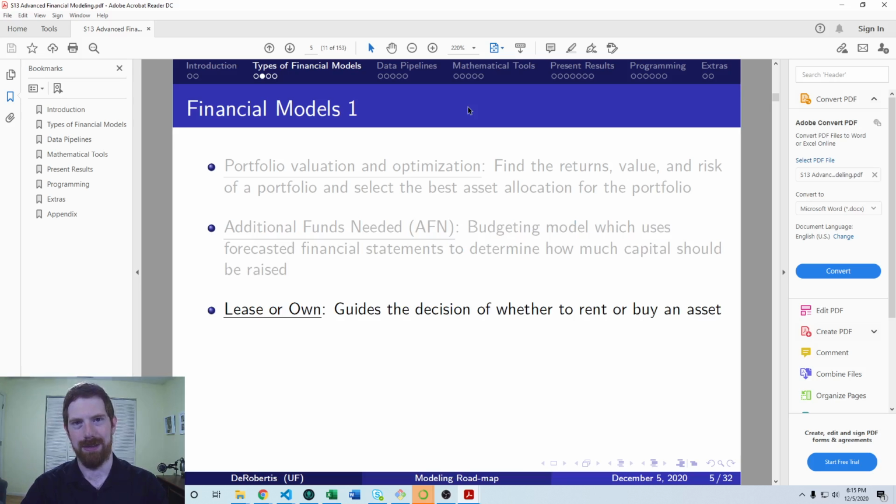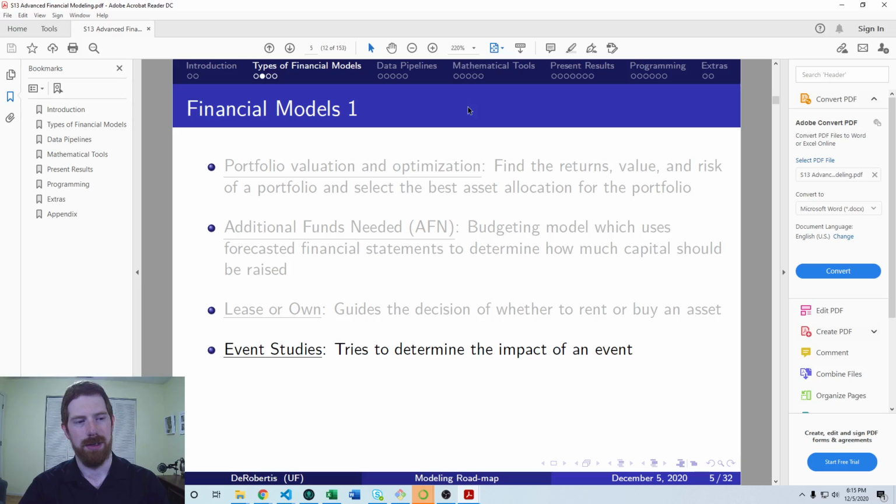Then there are lease or own models, where you're evaluating some asset and the rental rate on that asset and how much it costs to purchase it and trying to make a decision about that. We have event studies, looking at something that occurs at some point in time and then trying to understand what changed because of that event. So it's kind of looking through historical data in order to look for a pattern that was caused by the event.